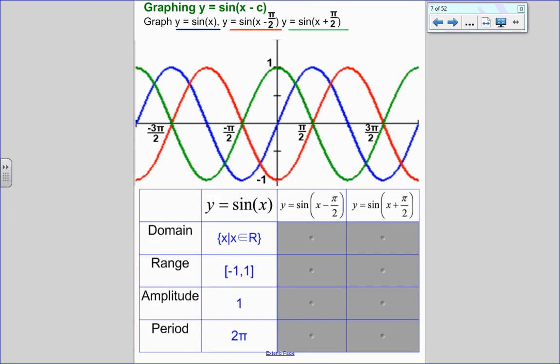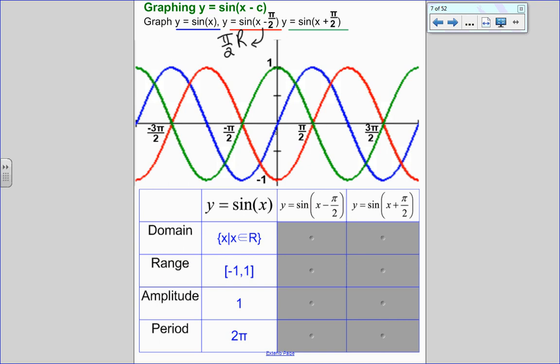Okay, so let's look at the graphs of sine of x minus c. So I have my base graph in blue there of sine x. I have my red graph, which is x minus pi over 2, and my green graph of x plus pi over 2. So let's use what we know about chapter 1. In chapter 1, because it's in the brackets, I know horizontal lies. So let's see if it follows the same pattern. Since it's x minus pi over 2, I should expect to see it go pi over 2 to the right.